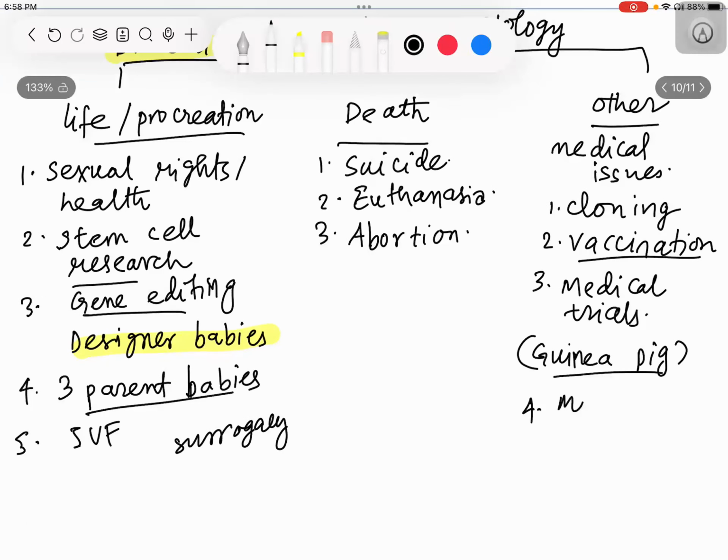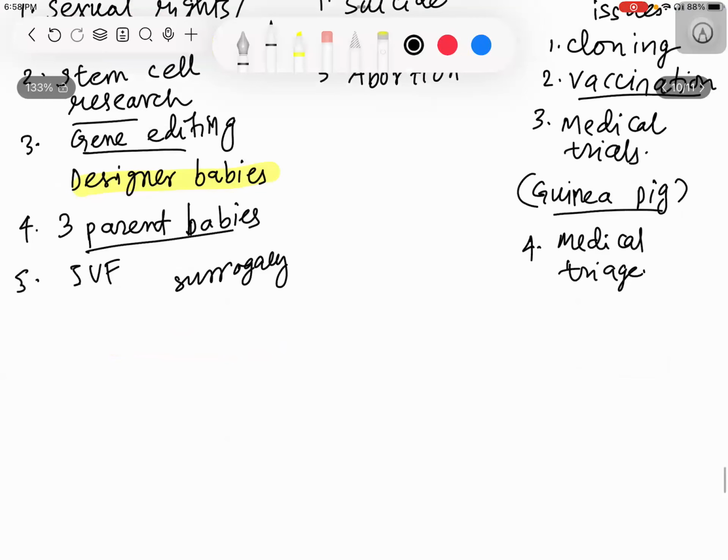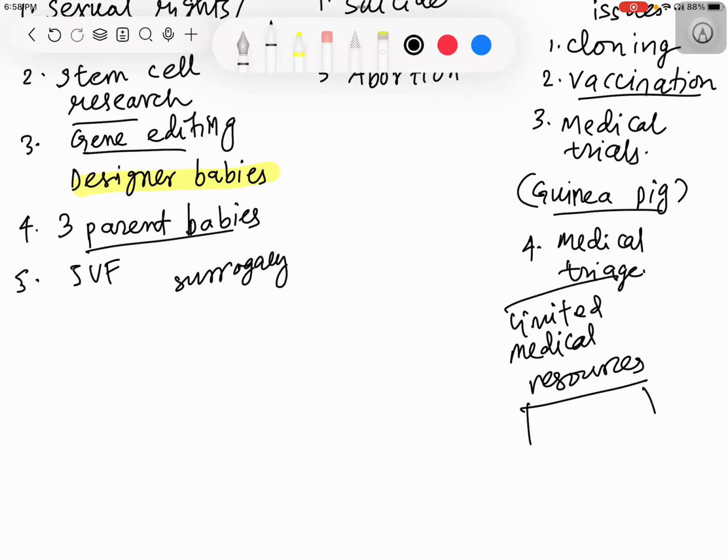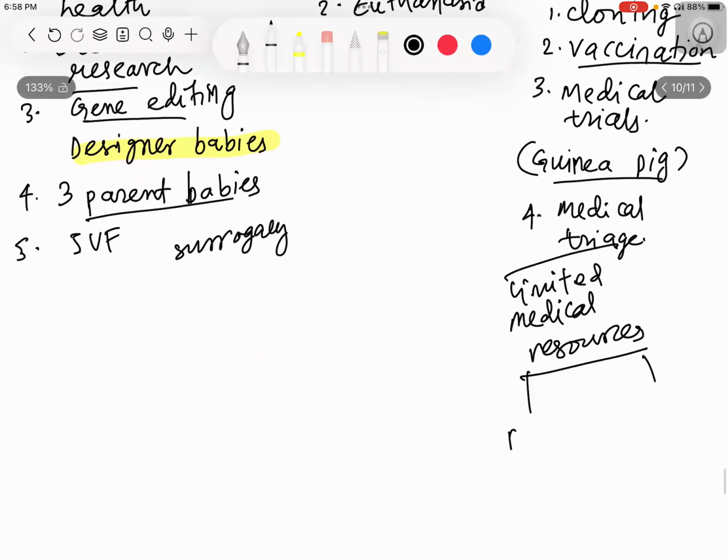There is something which is known as medical triage. These are all terms, remember. Triage, medical triage means what? Suppose you have limited medical resources and assistance. Okay, limited medical resources, and you have an option that you can use it for either of the two people. So there is patient 1, there is patient 2.